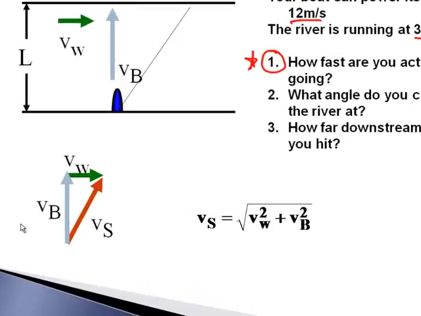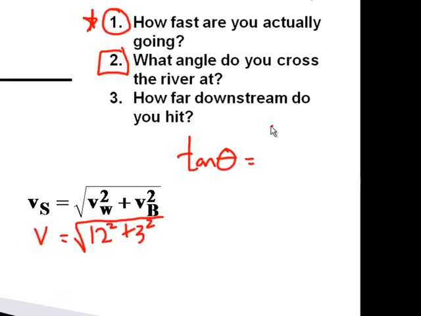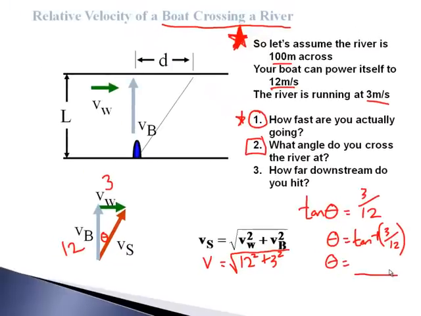So if I'm moving at 12 and the water is moving at 3, I can say the velocity that I'm actually going is the square root of 12 squared plus 3 squared. What angle are you going at? Well, could I say the tangent of my angle right here is 3 over 12. So theta equals inverse tangent of 3/12. And you get a number. Very important that you write this number down. We're going to use that in a second.